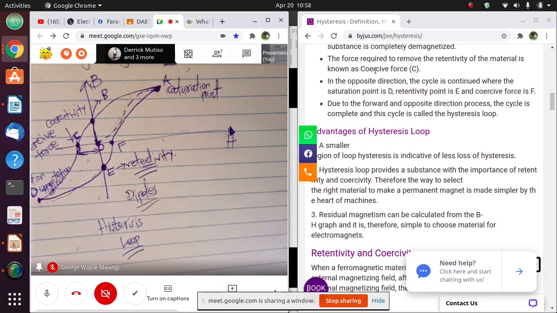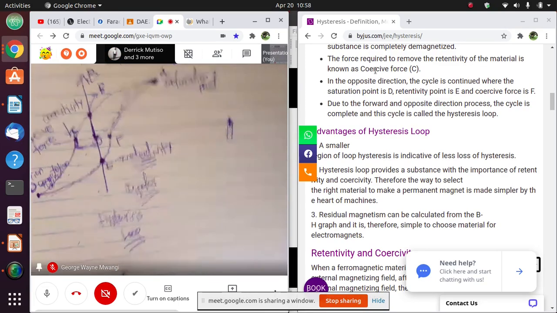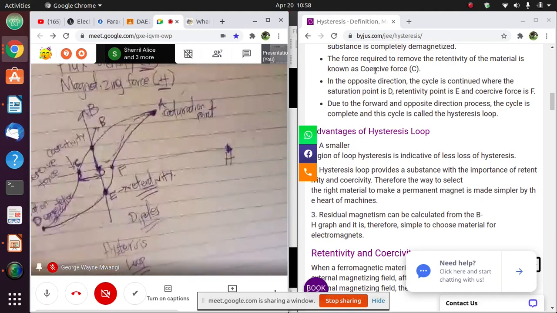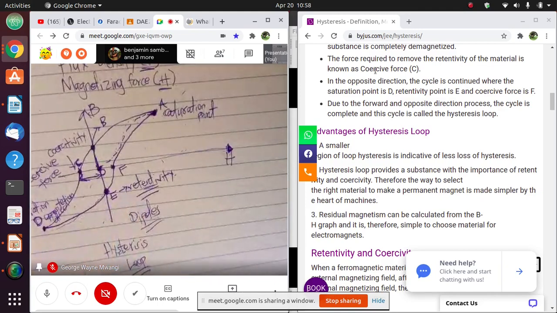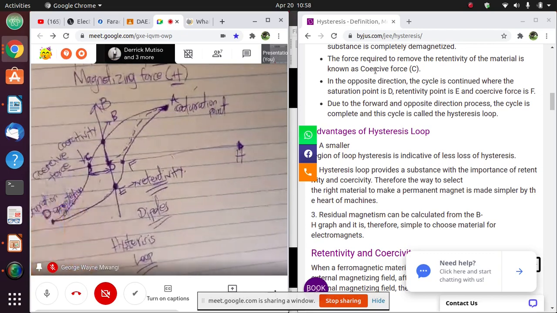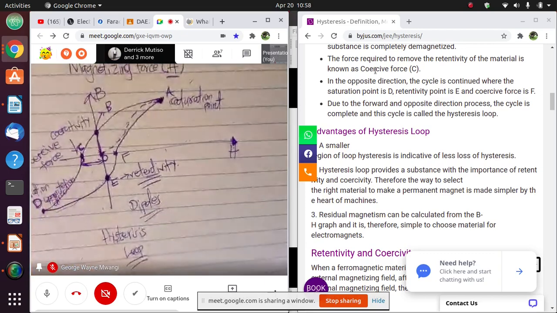Okay. Now, this is what is called a hysteresis loop. When you're asked in the exam to explain the hysteresis loop using a diagram, it is here. You can go read more about it so that you can come up with a conclusive explanation, but this is the diagram.